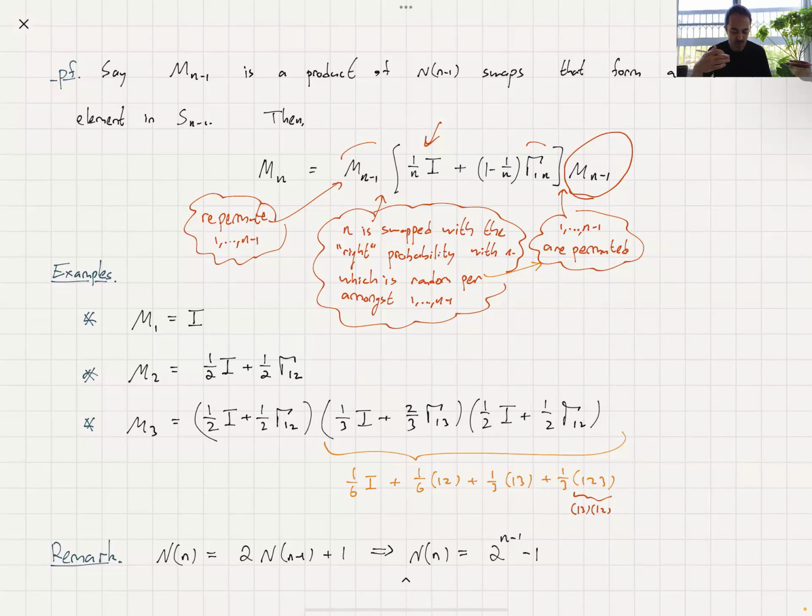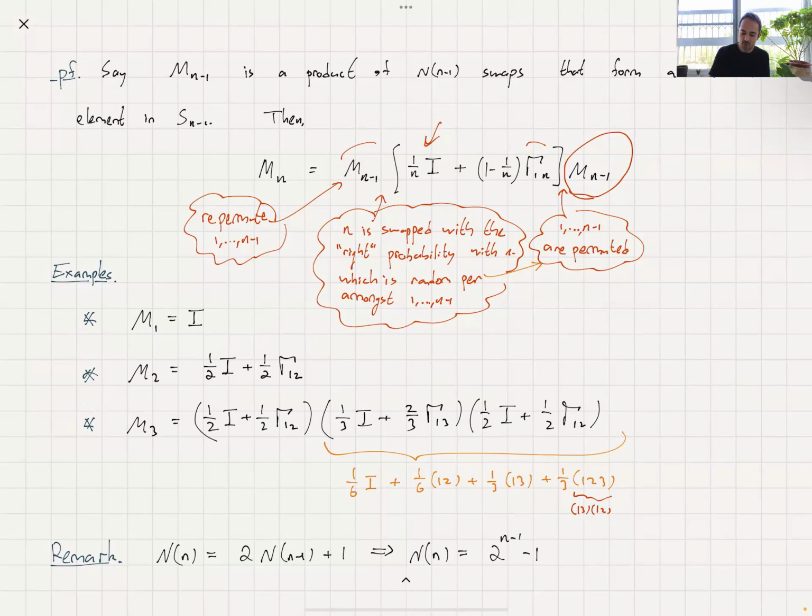Okay, so let's see how it works. For example, M1 is just I, you have one element, you just do nothing. M2, you don't need this lemma. You know that with probability 1/2 you should have I, and with probability 1/2 you should have gamma 1,2. That's like T1, the only swap that you have. It's a random swap. But it also agrees with this formula, of course, because if you put an identity here coming from the one case, and you put n equals 2 here, then you get M2.